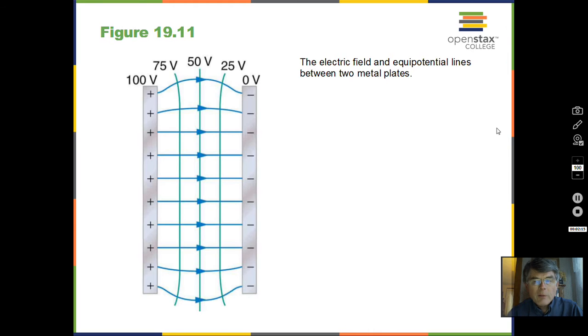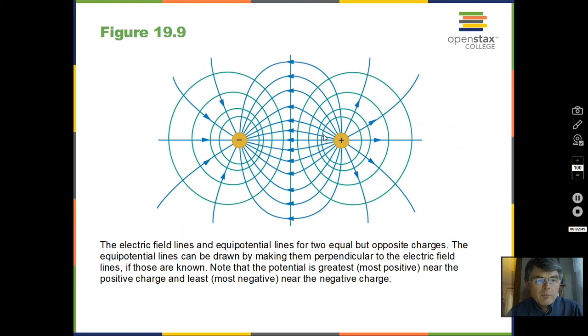Notice also in here that where the electric field lines cross a line of equipotential, we've got a right angle. 75 volts all the way along this line, 50 volts through the center, 25 volts along this line, and also drawing the electric field at a conductor, we have a perpendicular arrangement of the surface of the conductor and the electric field line.